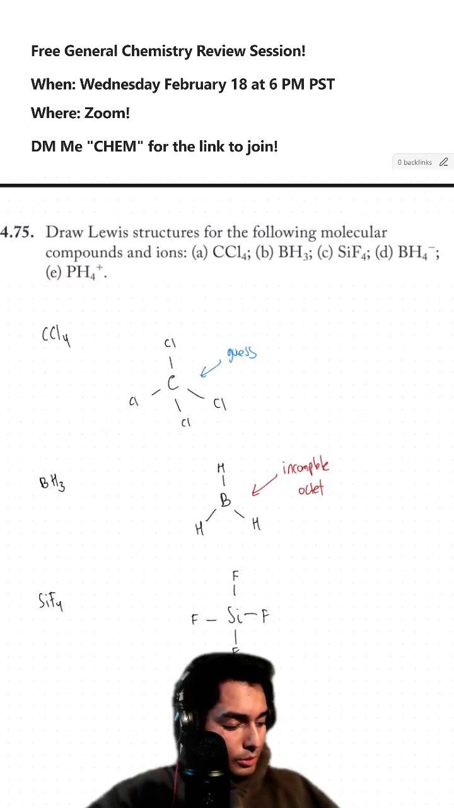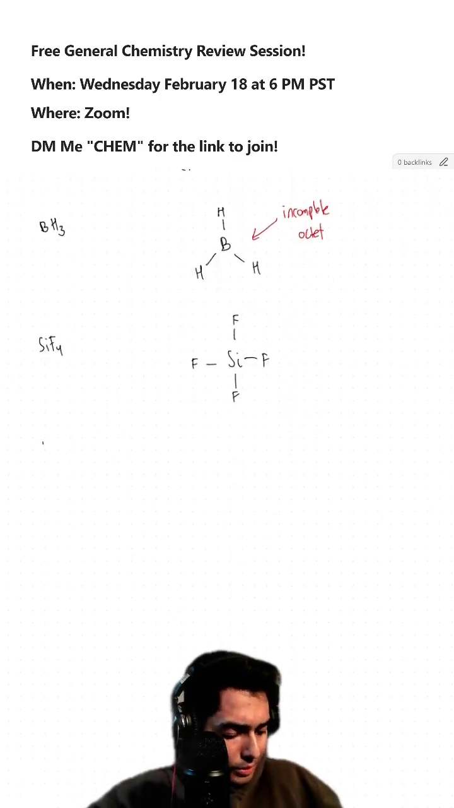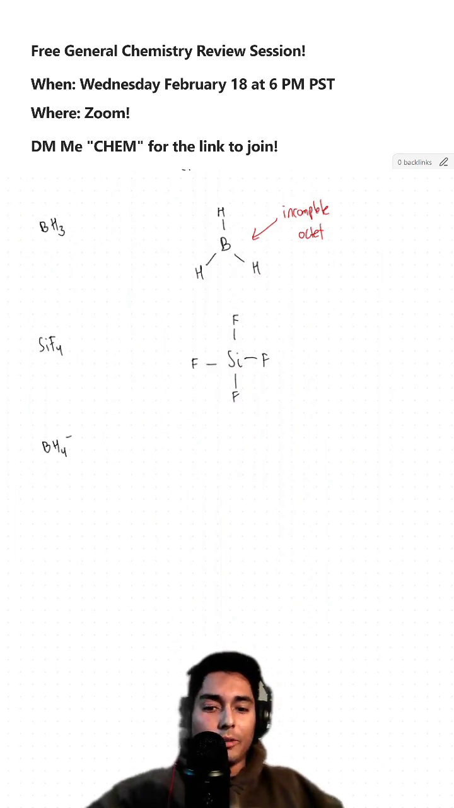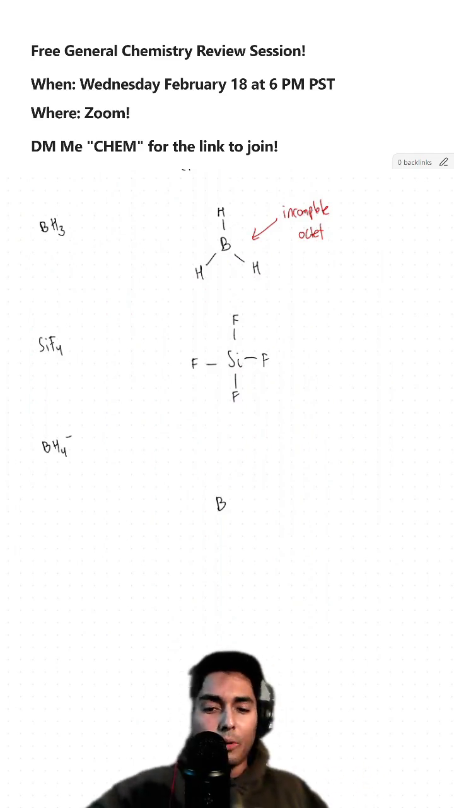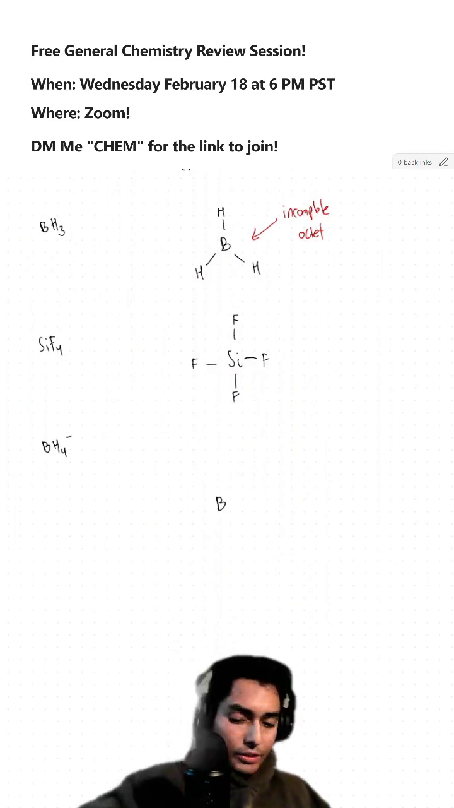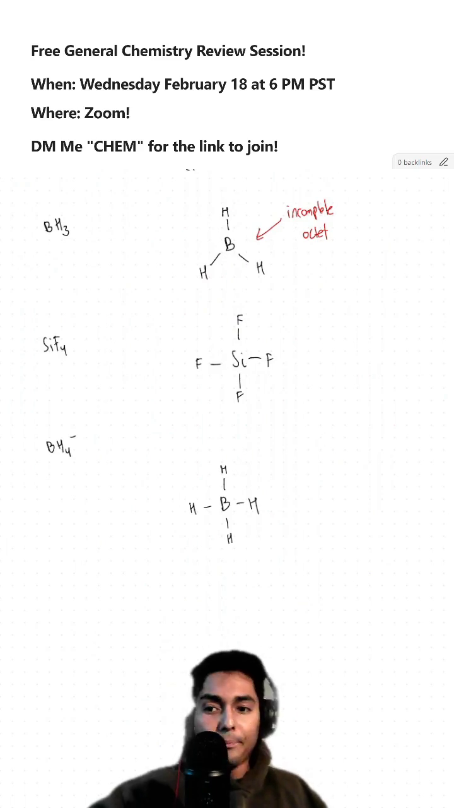Next one I'm going to do is BH4 minus. Again, sometimes you ask me, how do you know? I don't know. I'm going to guess that my center atom is going to be boron. And boron, last time we said it was only going to have 3. But this time it's going to have a complete octet here. So I'm going to assume that B is in the center here, and we have our H's on the side just like that.